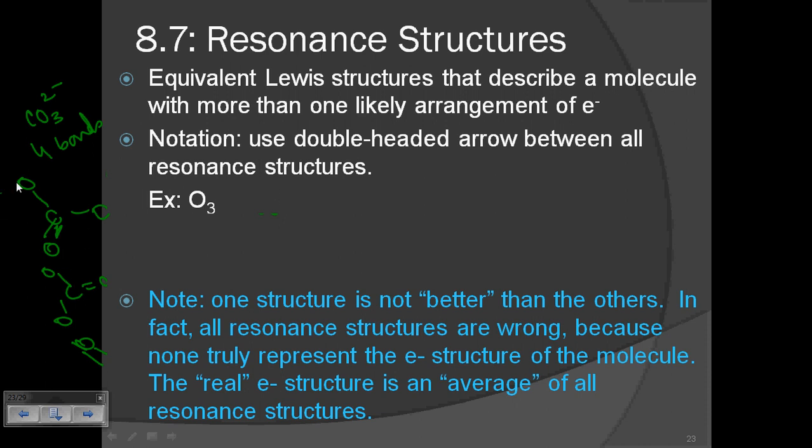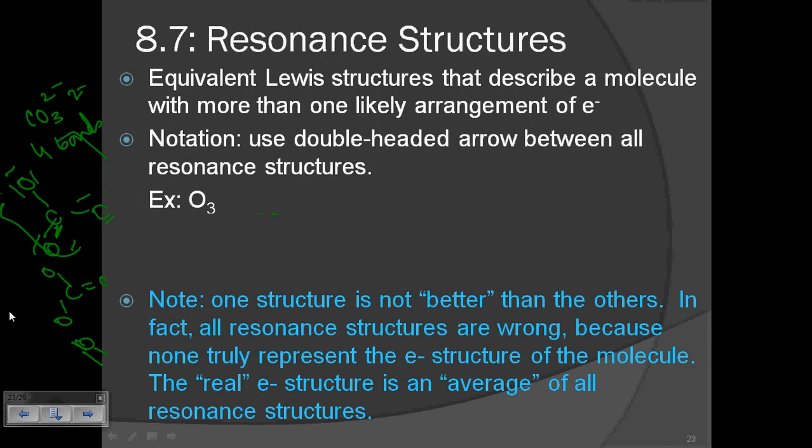If you were to complete octets here and figure out formal charges, you will notice that the formal charge in all these 3 structures is the same. So these 3 structures, none of these is a better structure than the other, but they are all equivalent structures. We call this phenomenon resonance. When a molecule or an ion can have more than one correct Lewis structure, we call it resonance.